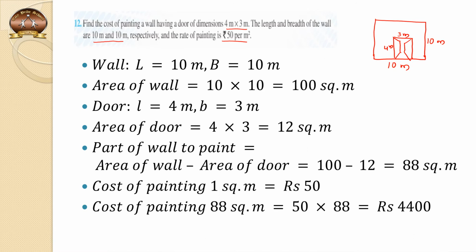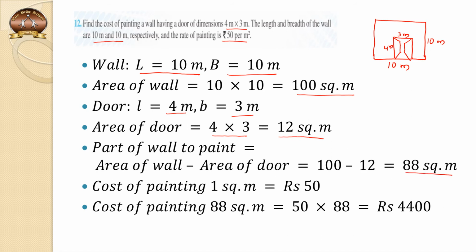So you have to minus the area of the door. So let us write what are the dimensions of the wall. Your length is equal to 10 meter, breadth is equal to 10 meter. So area of the wall, that is 10 into 10, will be 100 square meter. Now let us write the dimension of the door. Here L is equal to 4 meter and B is equal to 3 meter. So area of the door is 4 into 3, that is 12 square meter. Now the area to be painted will be equal to area of the wall minus area of the door, that is 100 minus 12 is equal to 88 square meter.